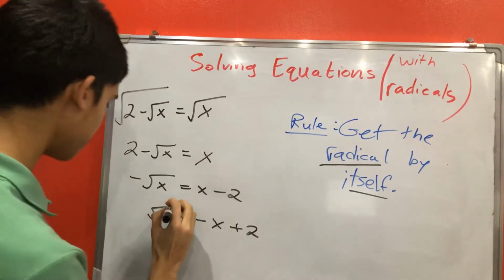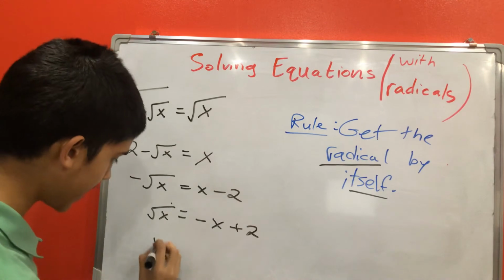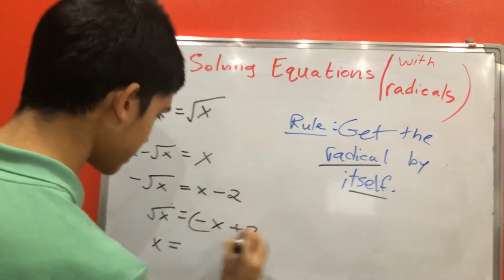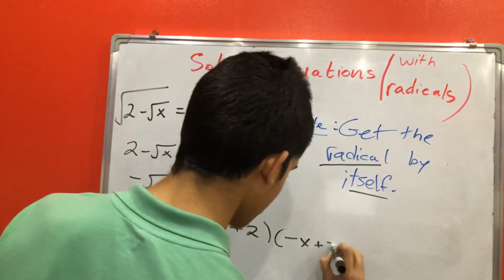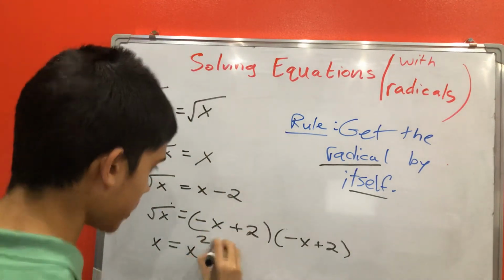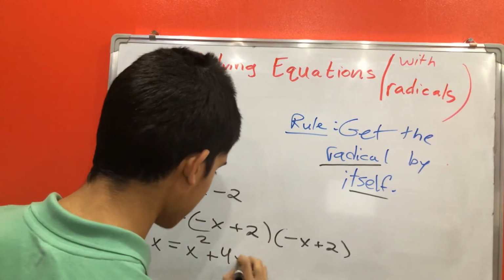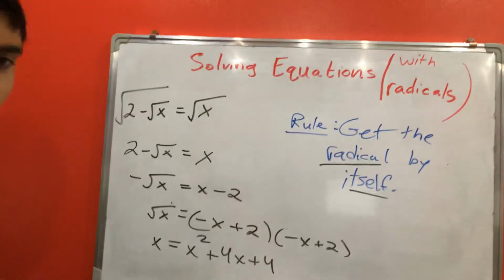Now we just use algebra and we're going to square both sides. You get x is equal to, when we square this guy, let's see, -x plus 2, you get x squared, and you get plus 4x plus 4, and then we solve the equation.